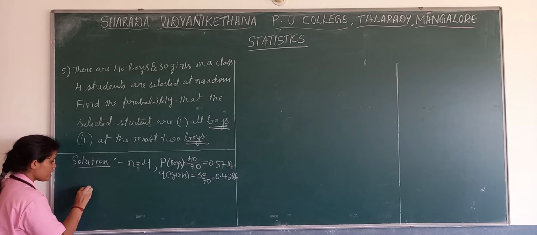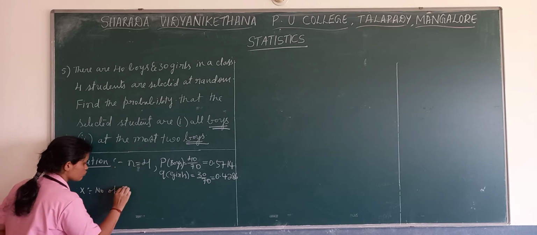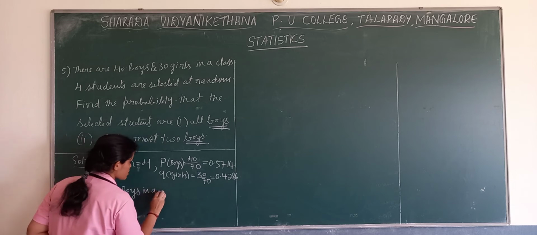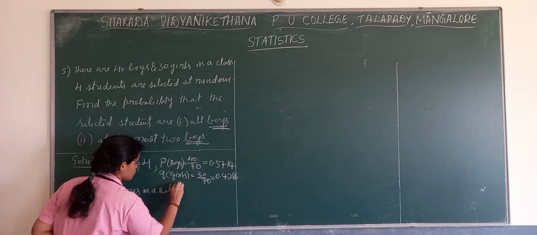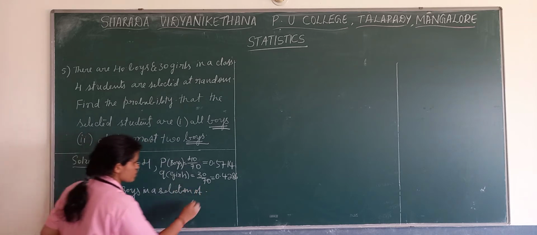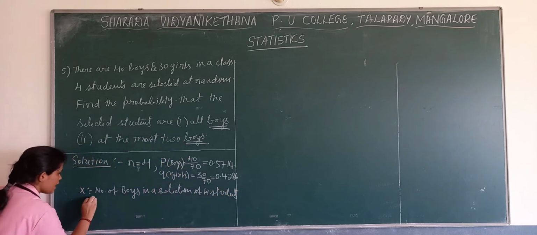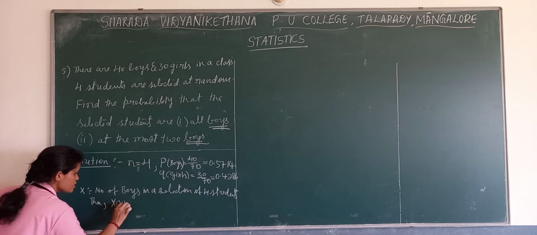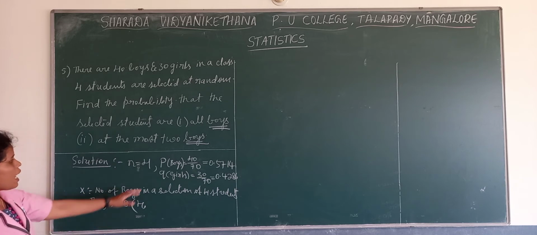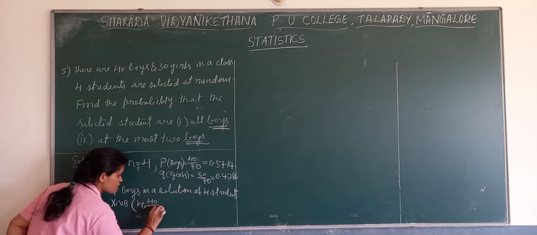Next we need to write the x, that is number of boys. 4 students. Then x equivalents b. That is n is 4. N is 4 and boys. Either you can write this or this. Here we write 40 by 70.